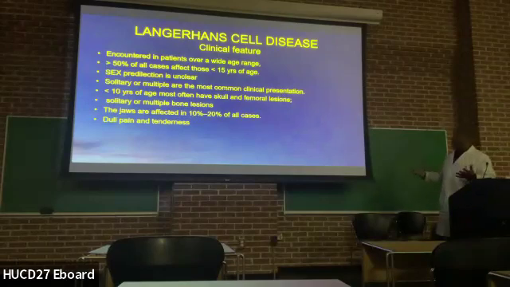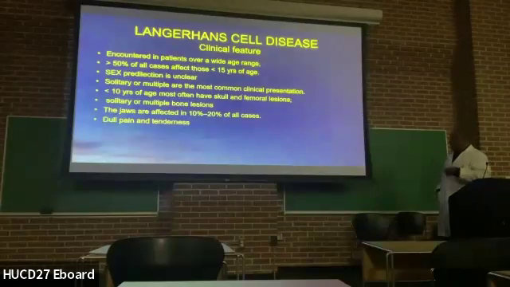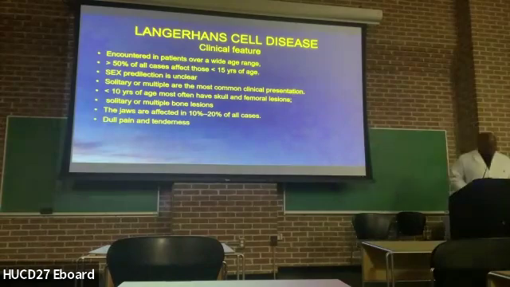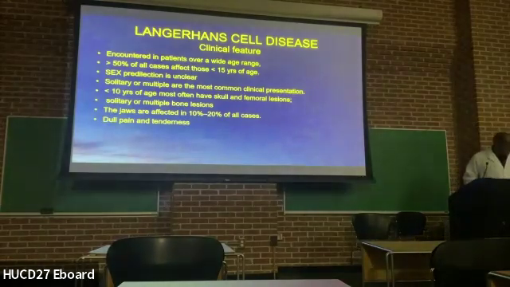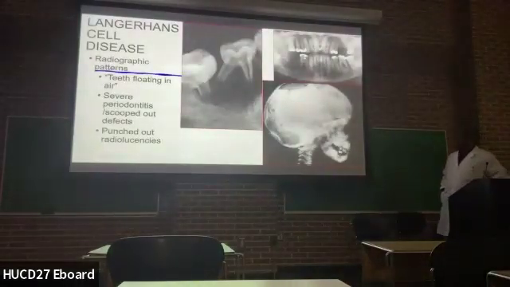Clinically, with Langerhans cell disease, patients over a wide age range are affected, but greater than 50% of your patients are going to be under the age of 15. Sex predilection is unclear. It can present as solitary or multiple lesions. In those less than 10 years of age, these patients usually have skull and femoral lesions. Jaw lesions can be either solitary or multiple, and you'll see these in probably 10 to 20% of all cases. These patients will present with dull pain and tenderness.